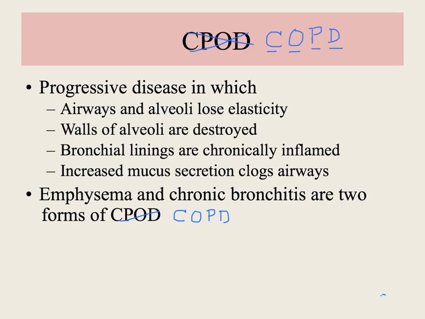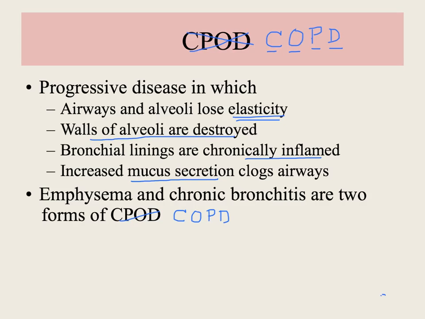But this is a progressive disease in which the airways and the alveoli lose their elasticity. You can imagine that this means that getting air out of the lungs, exhaling, would become more difficult, because we depend on that elasticity, that rebound of the tissue, to increase the pressure inside the lungs and to force the air out. The walls of the alveoli are destroyed as part of COPD. Bronchial linings are chronically inflamed, and increased mucus secretion clogs the airways.